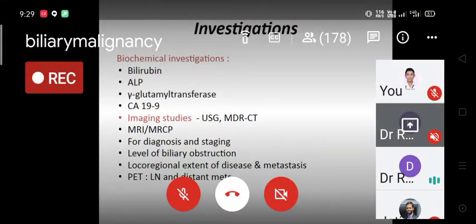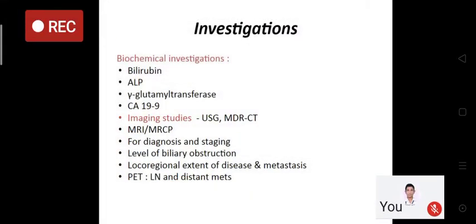Then there are imaging studies like sonography, CT scan, MRI, MRCP that help us to diagnose as well as to stage the disease. And after staging, these help in planning the treatment. So what we need for management of these tumors is the stage of the tumor, the extent of local involvement of adjoining structures, and the level of obstruction. So these things we need before planning treatment.